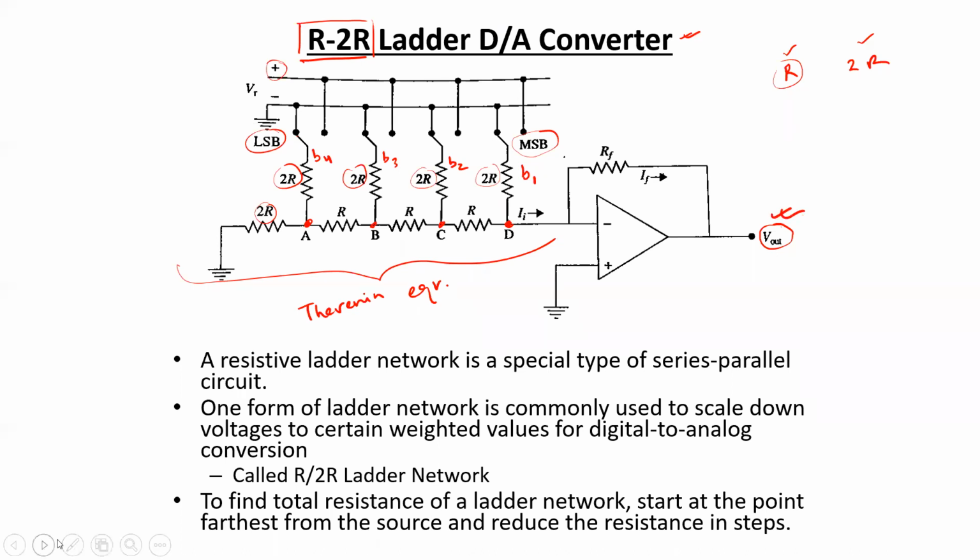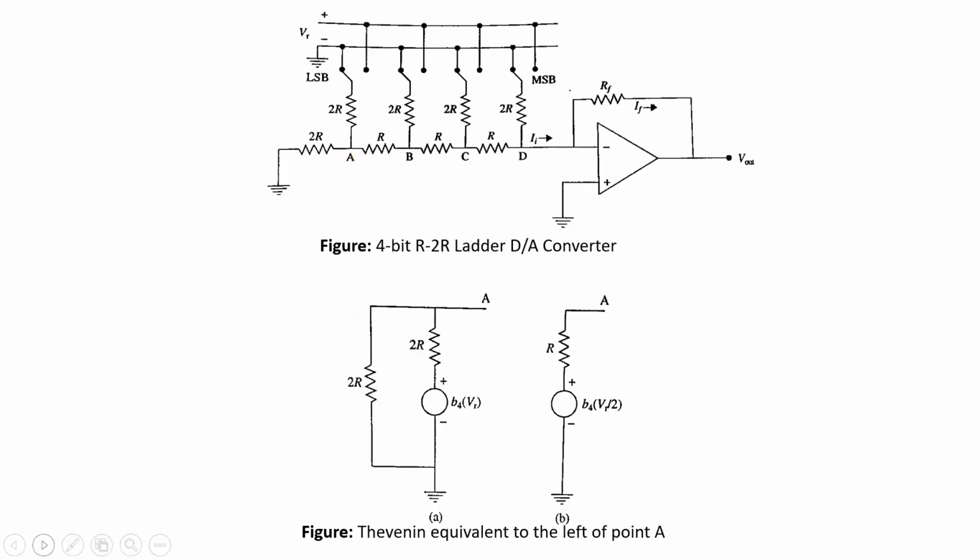So for converting this whole network into its equivalent Thevenin network, we are going to consider each node at a time. We are going to start with node A, then simplify this portion of the network, then jump to node B, simplify a little bit further, in this way up to node D. So if we consider node A first, we are going to consider this portion of the ladder network, from node A to ground.